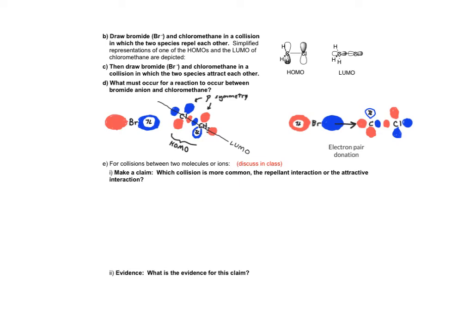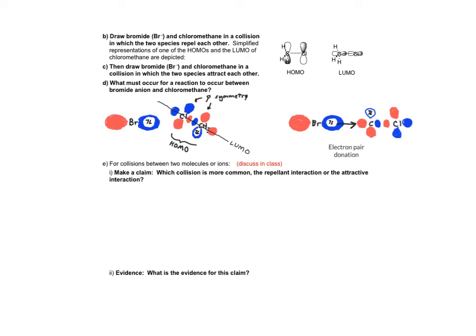You might wonder, why did I show the electrons in the lobe of the bromide orbital away from chloromethane? And I'll remind you that the Heisenberg uncertainty principle states that we cannot state where an electron is at any time. I could have just as easily shown the electrons in the blue lobe. It doesn't matter.